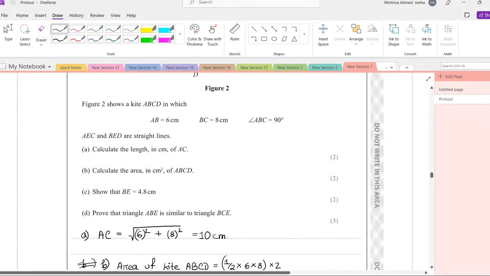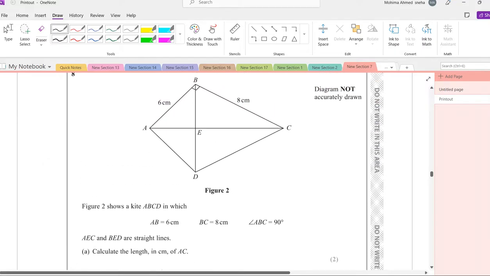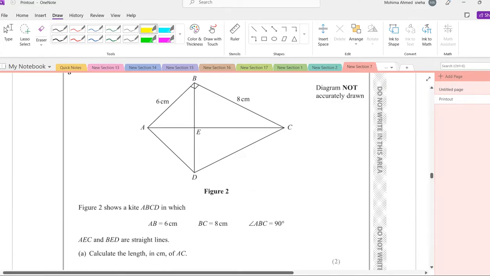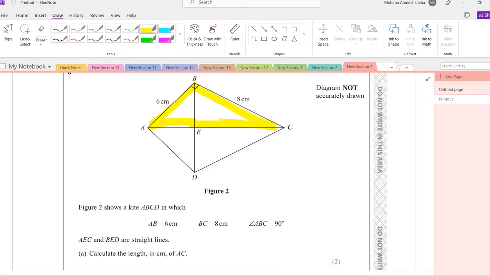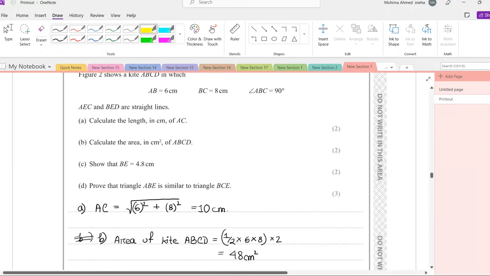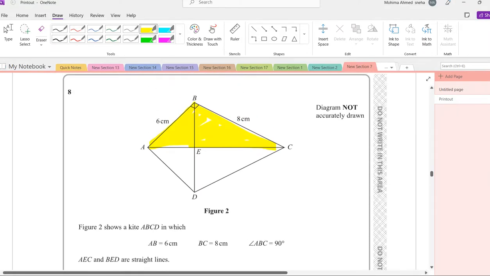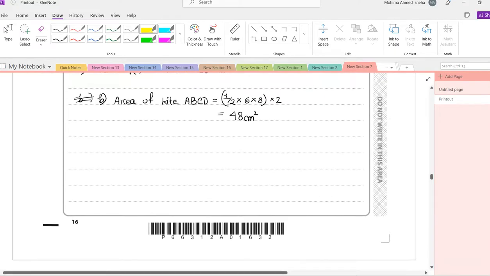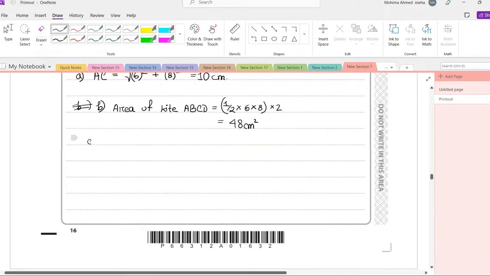So to find the value for BE to be 4.8, we need to focus on this triangle, that is ABE, and we are now going to consider AC as the base and BE the height of the triangle. And we can see that the areas of both the triangles sum up to 48. That means the area of one triangle would be just half of 48, that is 24, right? So in part C we are just focusing on the triangle ABE.